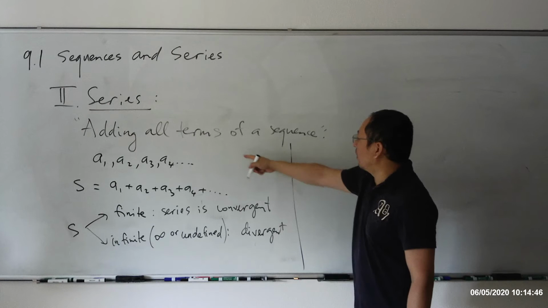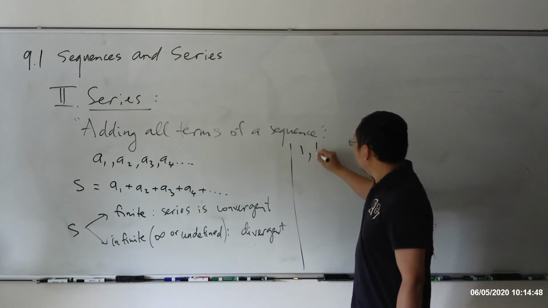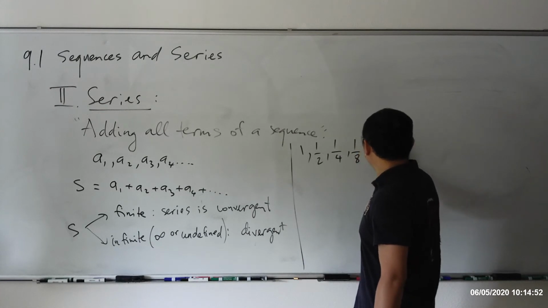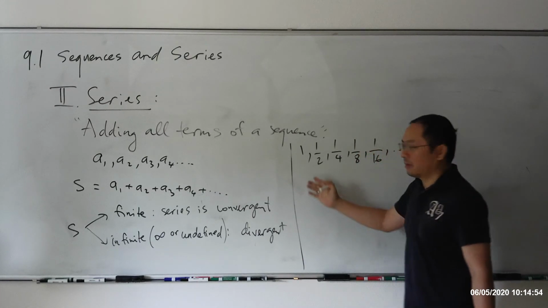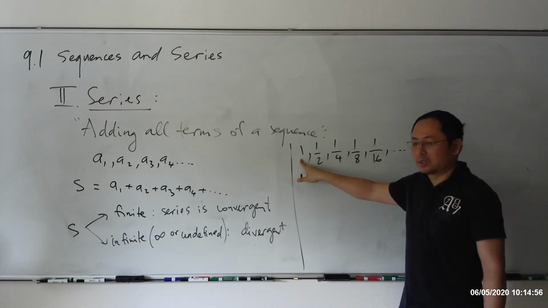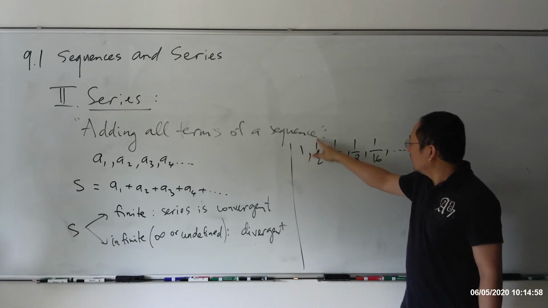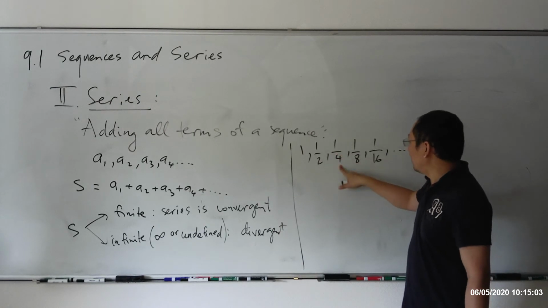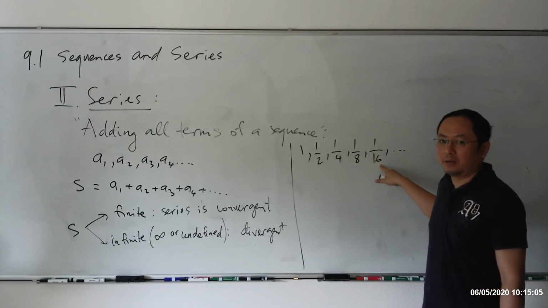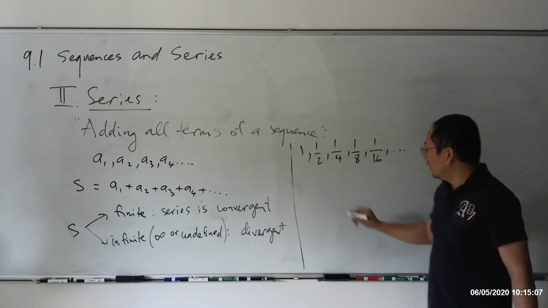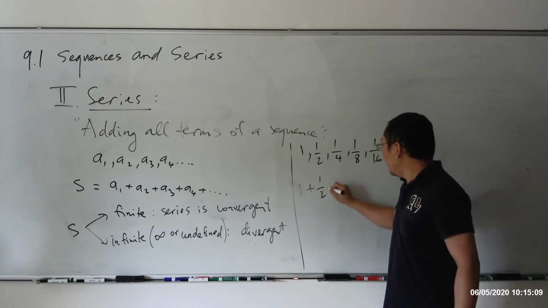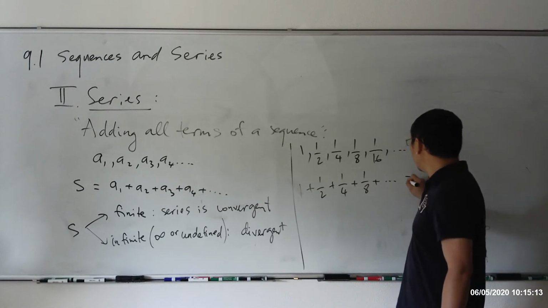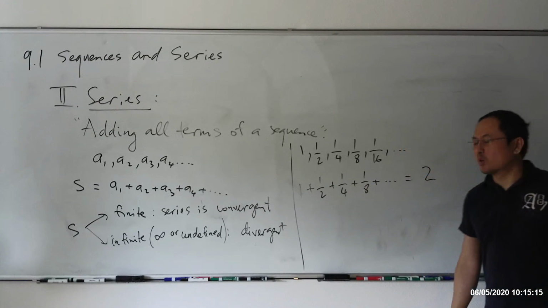Example, I start with a sequence: 1, 1/2, a quarter, 1/8, 1/16, and so on. You see how I construct the sequence? Start with 1, and then a half. Cut it in half, right? And then 1/2, cut it in half, I got a quarter, divide by 2 again, I got 1/8, divide by 2, I got 1/16. And then add them up: 1 plus 1/2 plus a quarter plus 1/8 and so on. It's going to be equal to 2, or at least approaching 2.